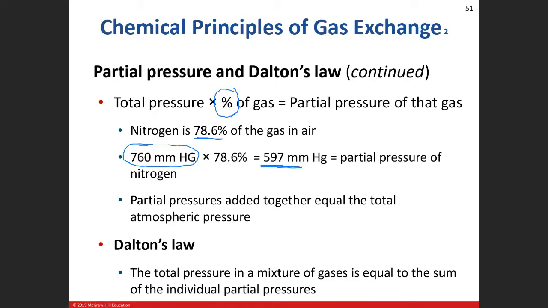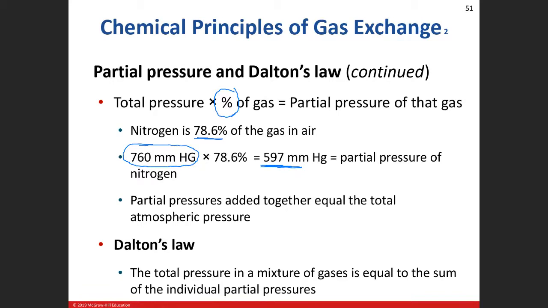Okay. So 760 millimeters of mercury times, let's do it for oxygen. Oxygen's roughly about 20.8%, I want to say. So 760 times, oh, that'd be 0.208.